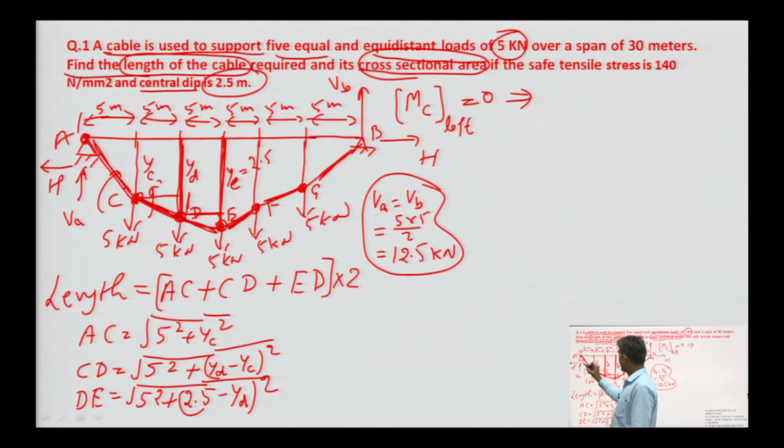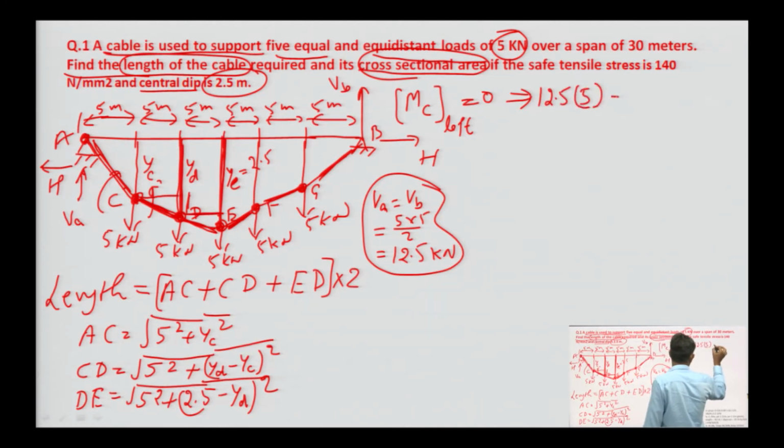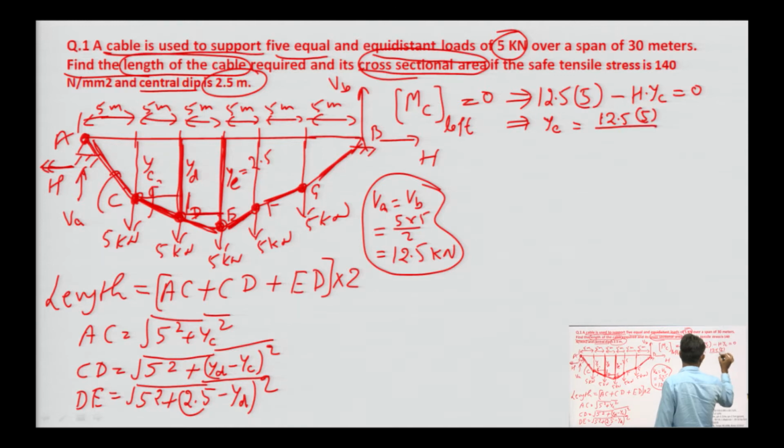So, what will we get? The value of VA is 12.5, multiplied by the perpendicular distance 5, minus the horizontal thrust H and its perpendicular distance YC, so minus H into YC equals 0. So the value of YC will be 12.5 multiplied by 5 divided by H. This will be the value of YC.